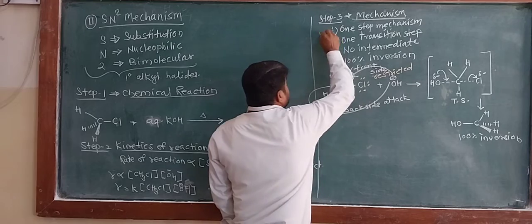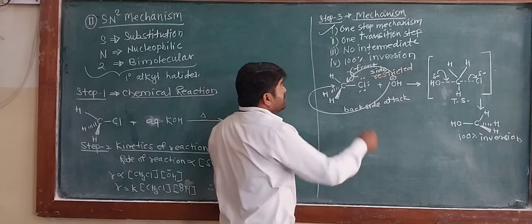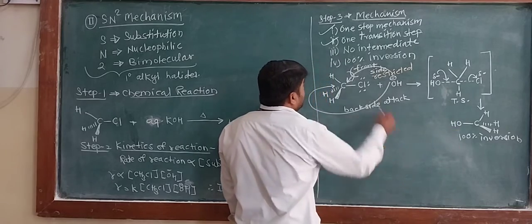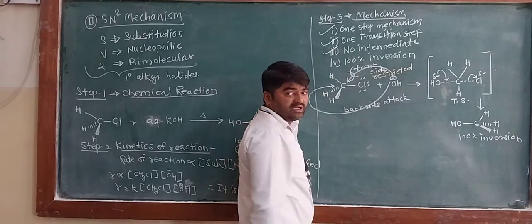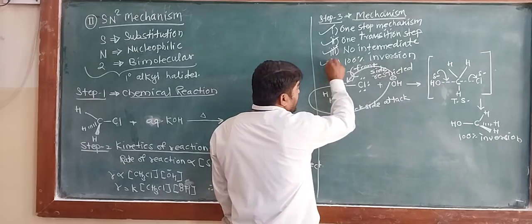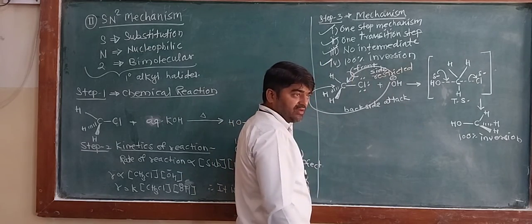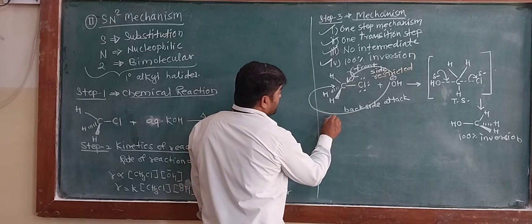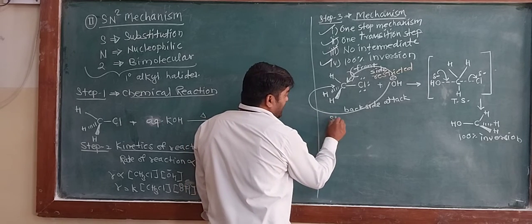So here you have a 100% inversion of configuration. So it is a one step mechanism. Then there is one transition state, a 5-member transition state. No carbocation intermediate is involved like in the SN1, and there is a 100% inversion of configuration. Then in step 4, so what is step 4? It is the energy profile diagram.